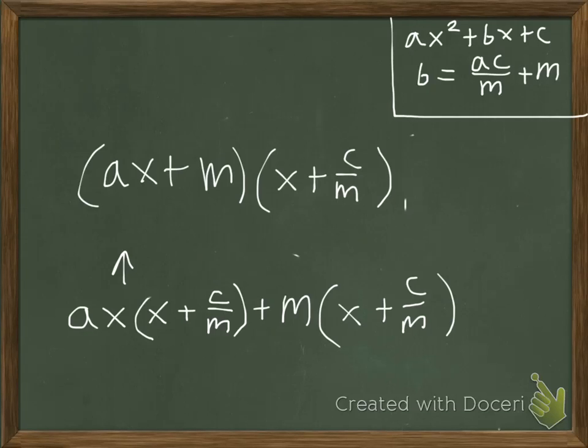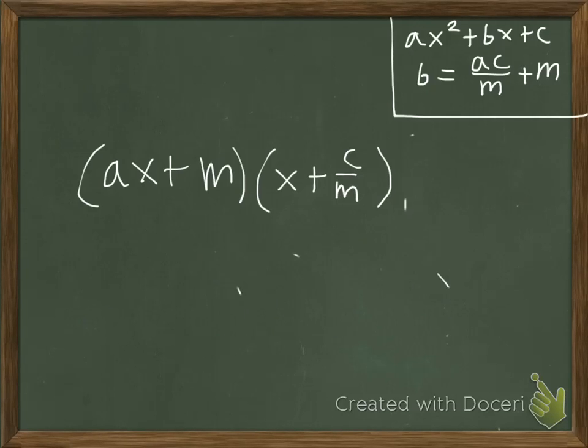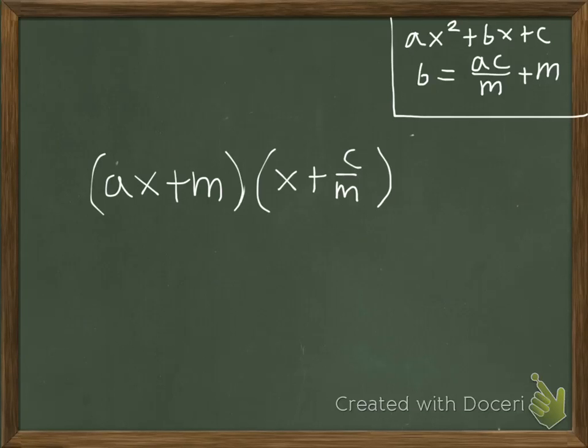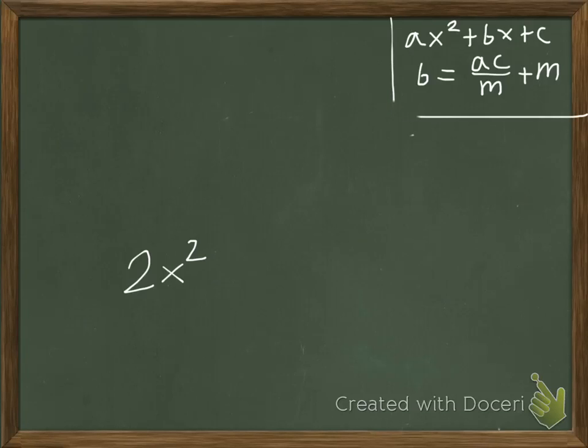But usually what I like to do is, in my first few examples, I solve for m, and then later we learn how to factor these quadratics faster. Okay? So ax plus m times x plus c over m. So let's do an example. Actually, what I'm going to do is put this up in the corner here. So ax plus m times x plus c over m.